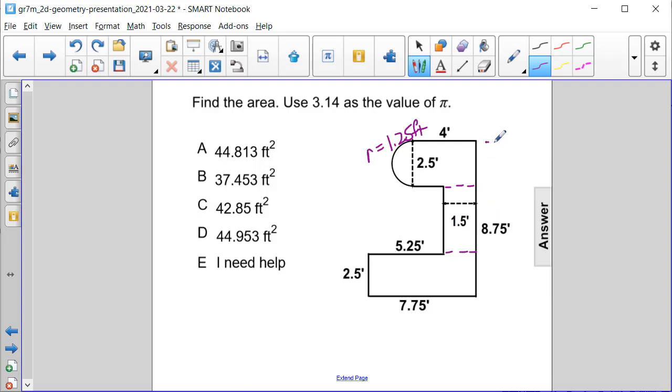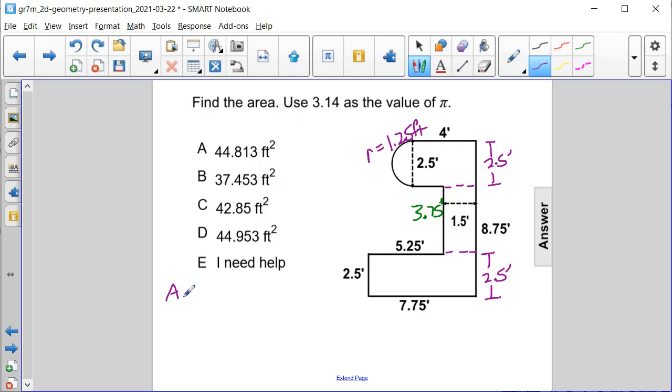Since we know that this is 2.5 feet, and we know this is 2.5 feet, together that makes 5. So this remaining part is going to be 3 3/4, or 3.75 for this part. And I'll label it on this side, 3 3/4 feet. All right, so now we can find the area of each of these rectangles and the semicircle.